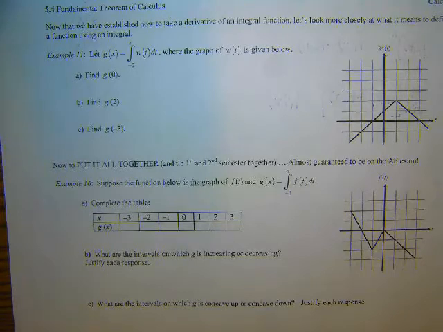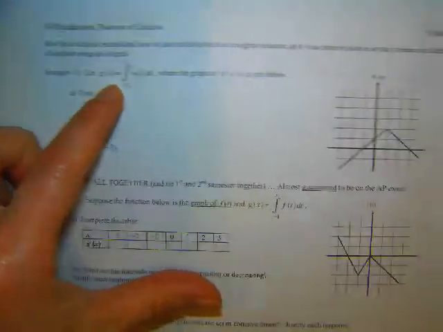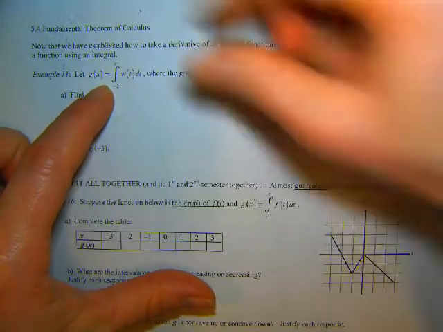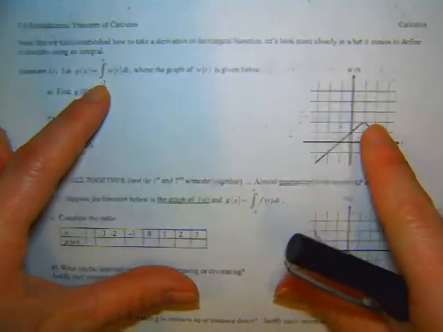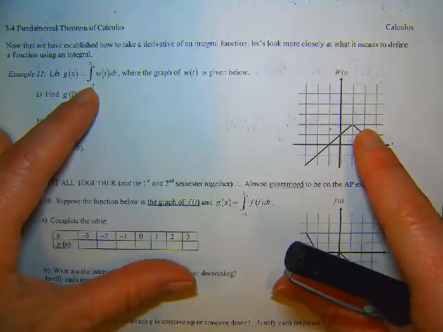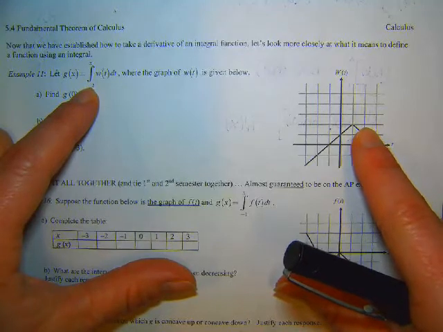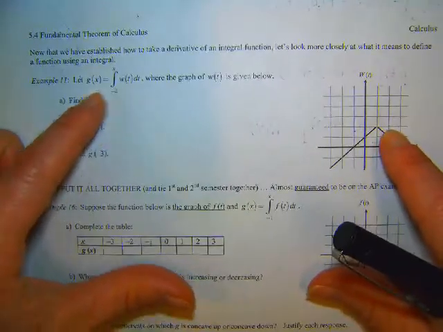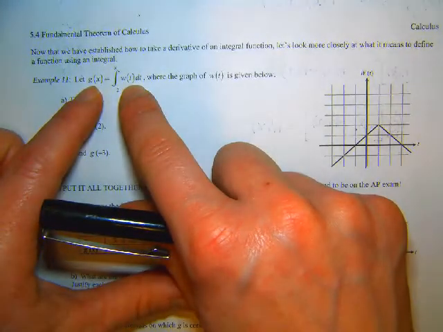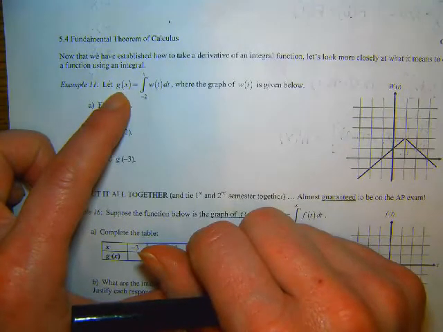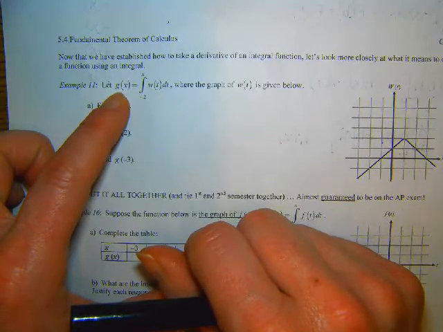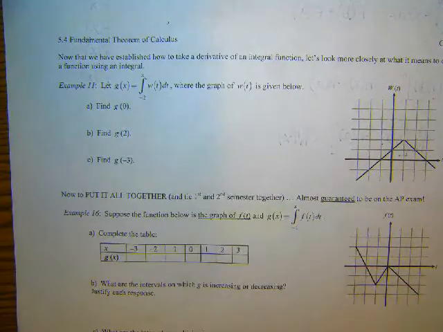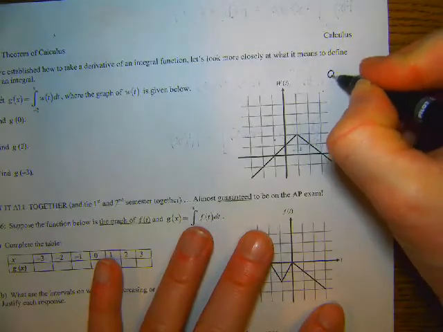So let's say I gave you some function g of x. And I told you g of x is this integral. Okay, the graph of W is given below. Can you guys help me out? What's the relationship between G and W? I'm going to write on the side what's going on here. G of x is the antiderivative of W of x. Agreed? Okay. So what comes first is G of x.